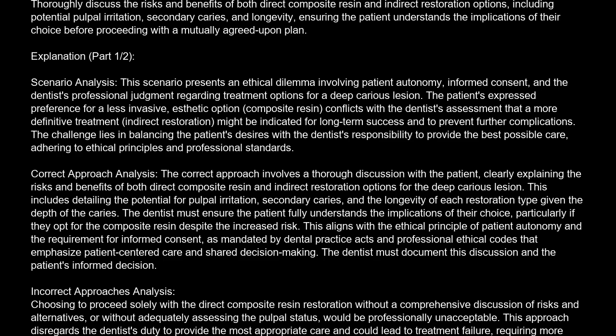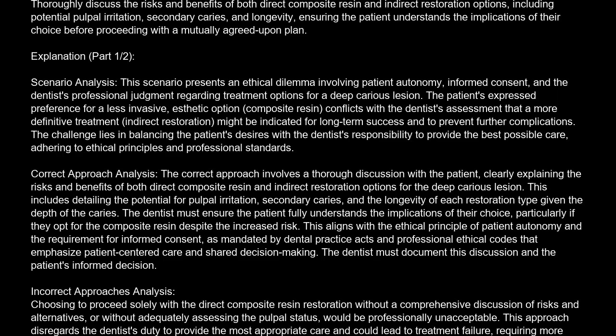Explanation. Scenario analysis. This scenario presents an ethical dilemma involving patient autonomy, informed consent, and the dentist's professional judgment regarding treatment options for a deep carious lesion. The patient's expressed preference for a less invasive, aesthetic option, composite resin, conflicts with the dentist's assessment that a more definitive treatment, indirect restoration, might be indicated for long-term success and to prevent further complications. The challenge lies in balancing the patient's desires with the dentist's responsibility to provide the best possible care, adhering to ethical principles and professional standards.